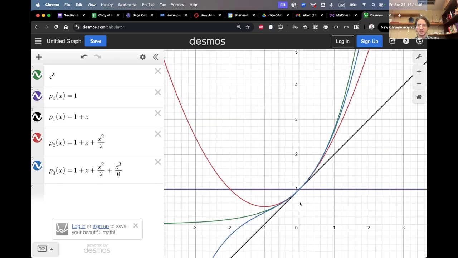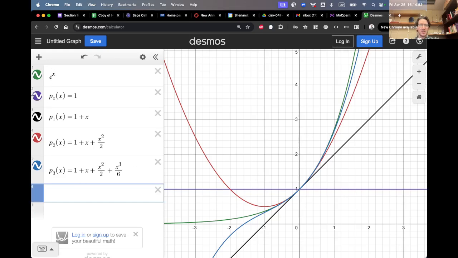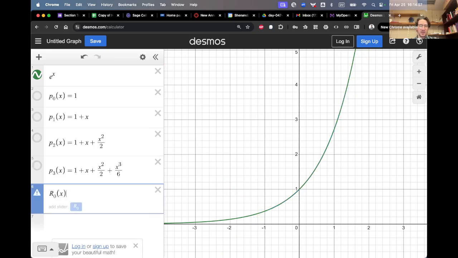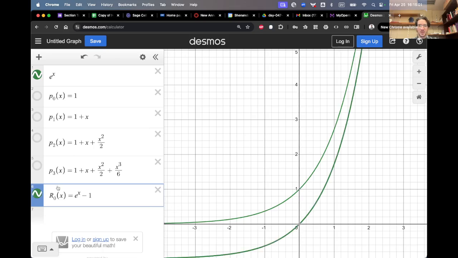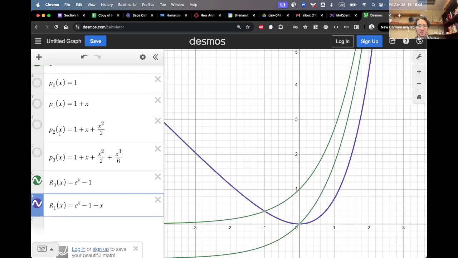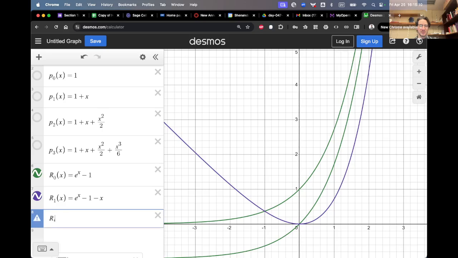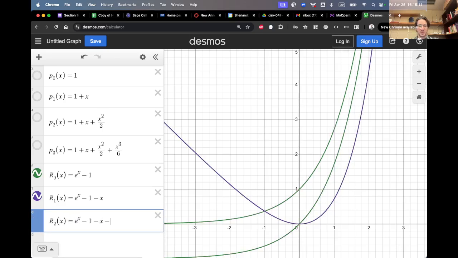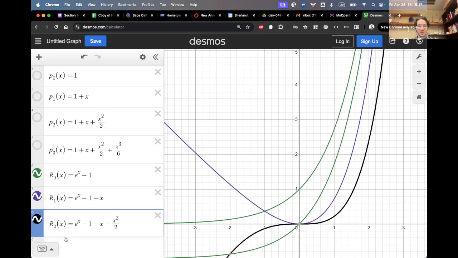Okay, so there's that family of tangent curves to the curve y equals e to the x. Now here are the remainders. Let me turn all these off. R0 of x is e to the x minus 1. There's that remainder. R1 of x is e to the x minus 1 minus x. There's that remainder. R2 of x is e to the x minus 1 minus x squared over 2.